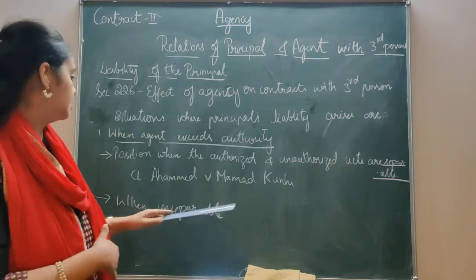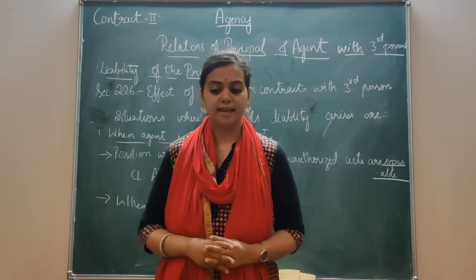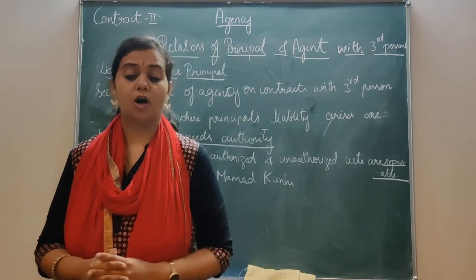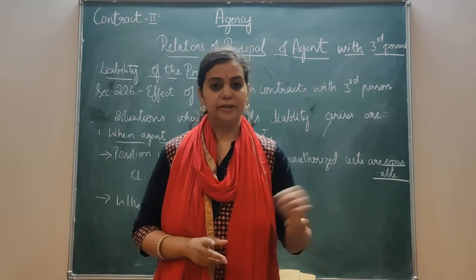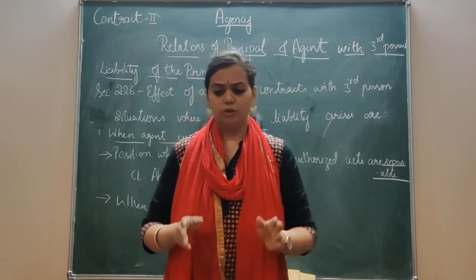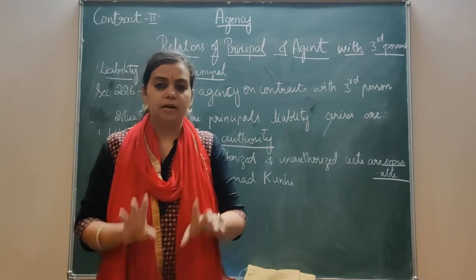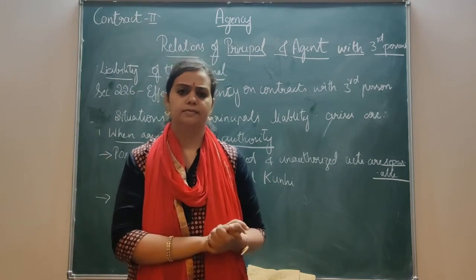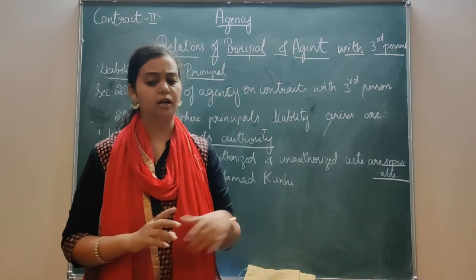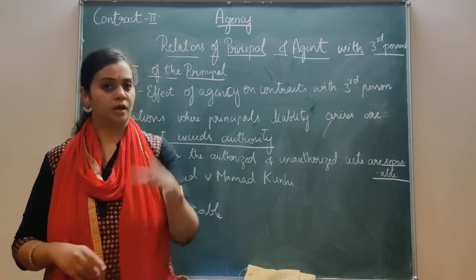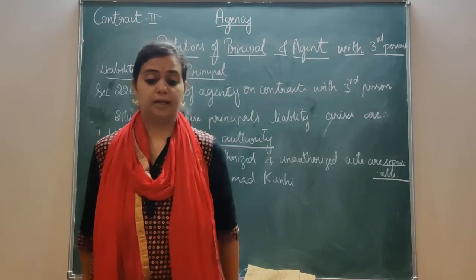Now we have a case law for this, Hamad versus Muhammad Kuni. What happens in this case is, an agent is authorized by giving a power of attorney. The principal says to the agent that you sell half right over certain property. There is a property and the principal says you sell only half. So then he entered into an agreement with the purchaser, who is the plaintiff here, to sell the entire property. What is authorized by the principal? Only half the property. But this agent sells the entire property.